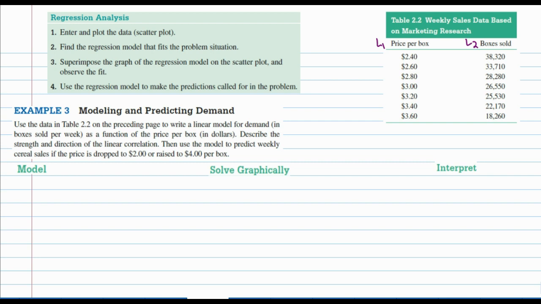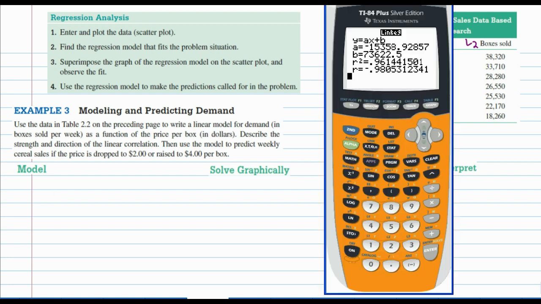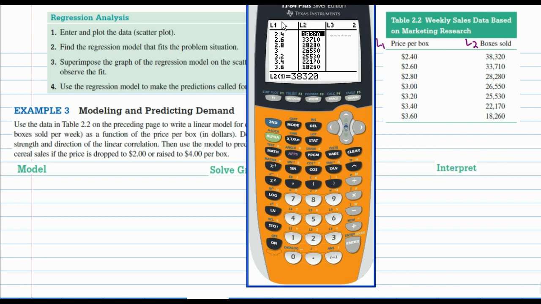Alright, so our model, let's see, I've got my data already plugged in. So I'm going to go to Stat Edit to show you that my price per box is in L1 for my X values, and then the boxes sold is in L2. I can turn on my stat plot. Graph, zoom 9. That looks like a pretty strong negative correlation. I'm going to make sure my Y1 is cleared out and then quit.